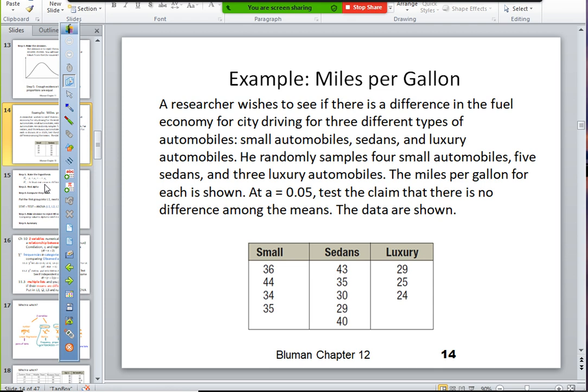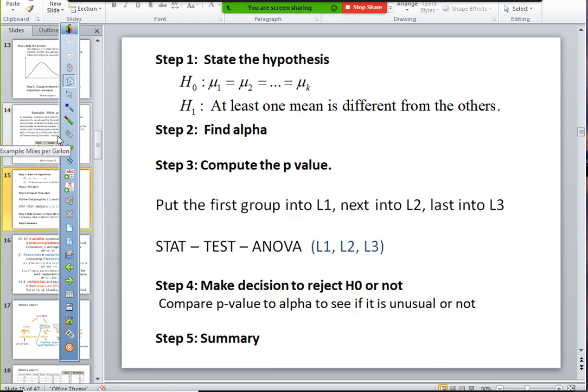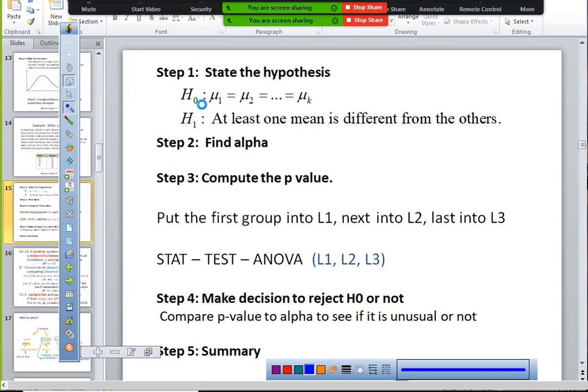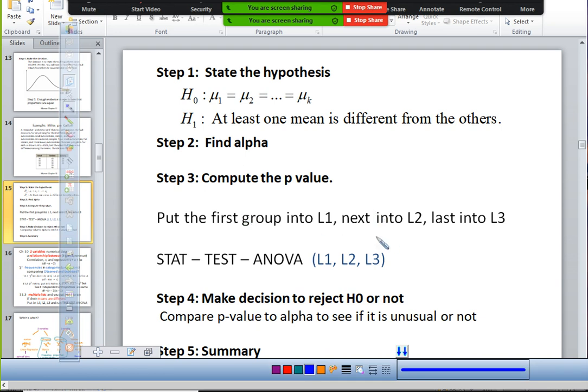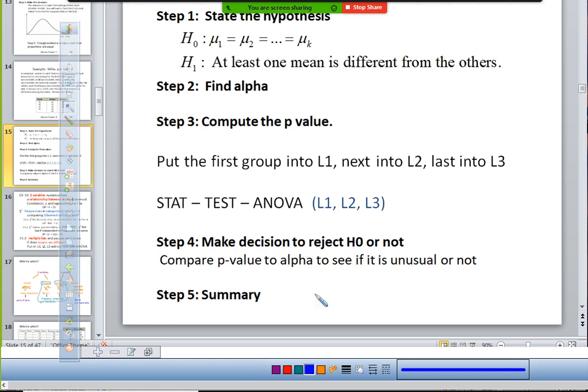ANOVA is pretty straightforward. Your first claim is that the means are the same, and then H1 is at least one differs. You find your alpha, compute your p-value by putting each list into a list, and then do stat test ANOVA. Again, this one's a little bit different because we're comparing p-value to alpha to see if it's unusual or not. So remember, our guideline for unusual is 5% or less, typically, alpha or less. If p-value is less than alpha, we'll reject H0.